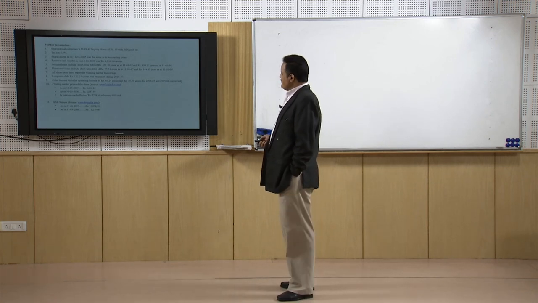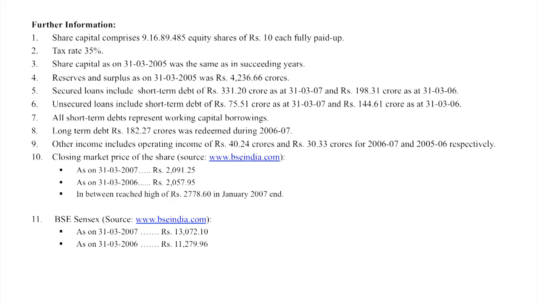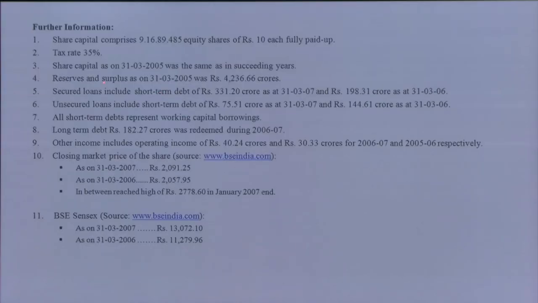And similarly, we were talking about the figures of different types of loans given in the secured loans. Secured loans have short term debt of 331.20 crores out of the total debt of 3000 crores, and out of the total unsecured debt of about 600 crores, 75.51 crores in 2007 is on account of short term debt.